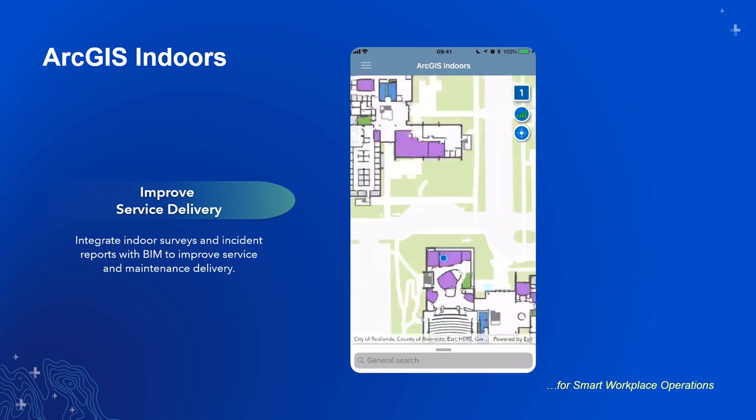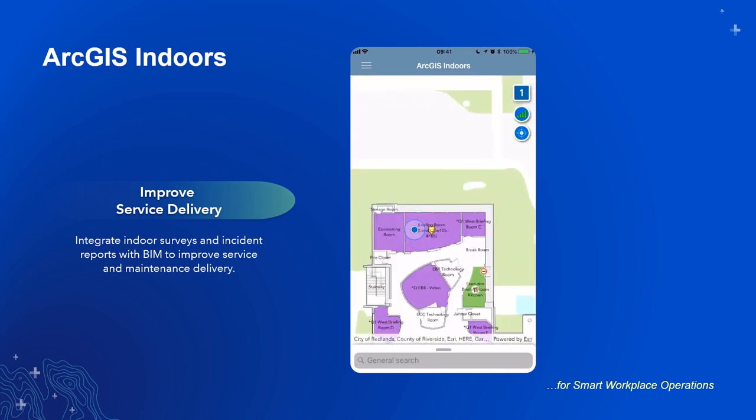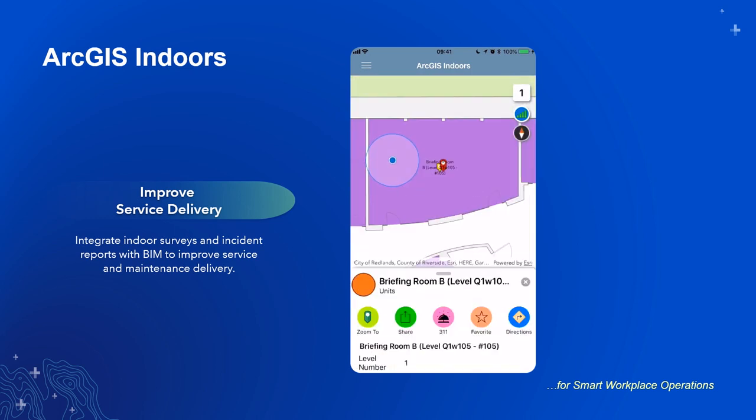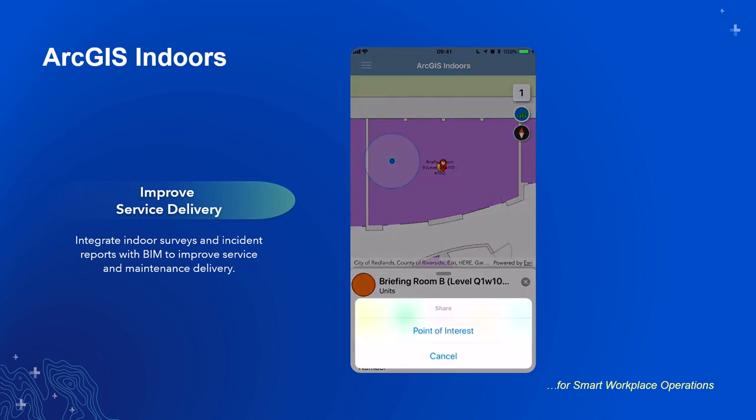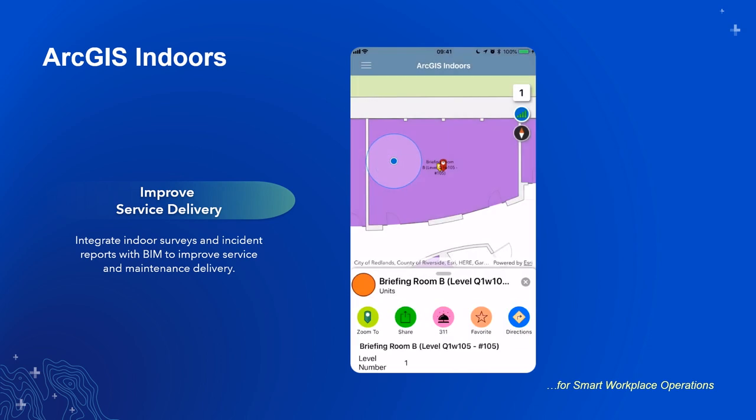So in terms of improving service delivery, I think we could comfortably say that if I can see into these environments and I can understand where these activities are and I can see proximate resources, I might be able to deliver service more efficiently, right?